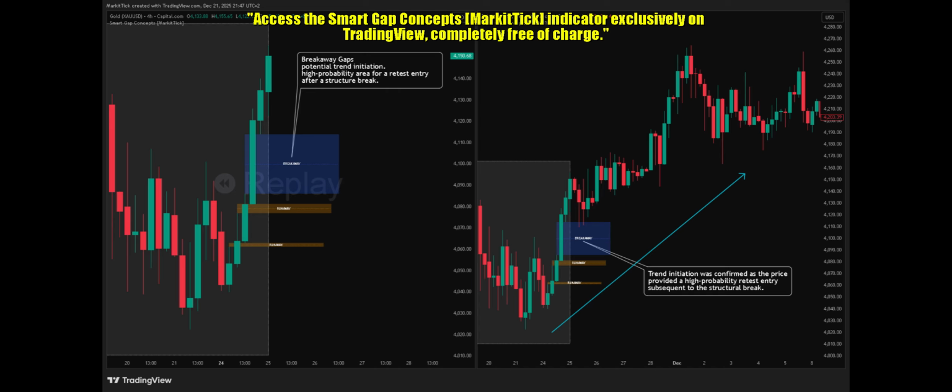Dynamic cleanup. The script tracks the midpoint of every active gap. If price creates a lower low, for bullish gaps, or higher high, for bearish gaps, beyond this midpoint, the gap is considered mitigated and is removed from the screen.